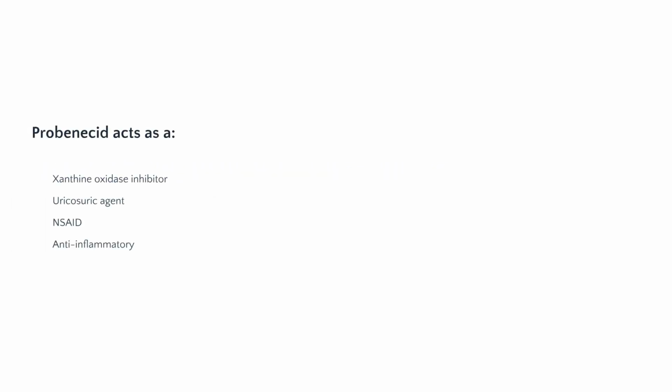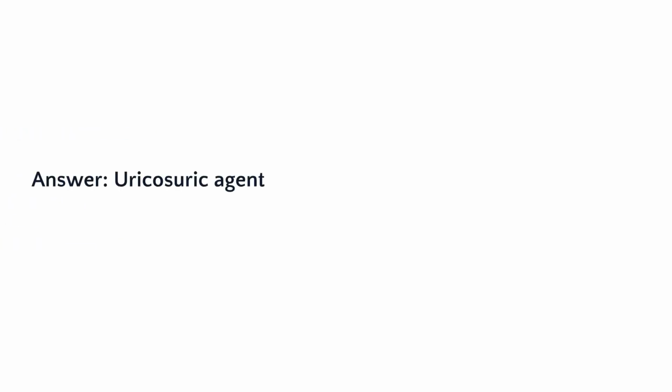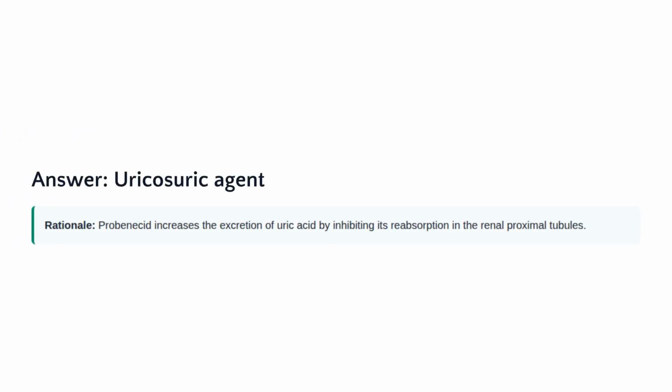Finally, probenecid acts as what? The answer is a uricosuric agent. Probenecid works by inhibiting the reabsorption of uric acid in the renal tubules, thereby increasing its excretion.